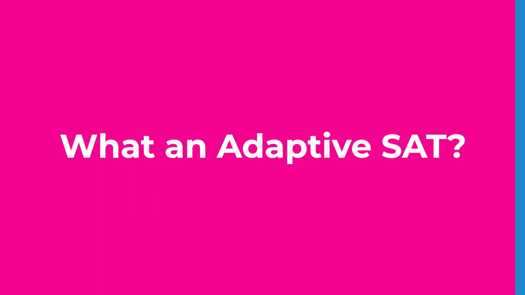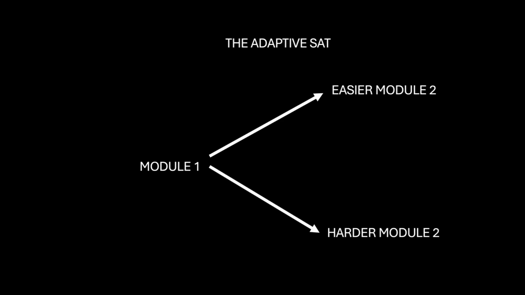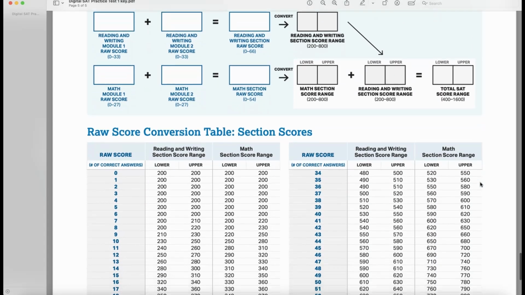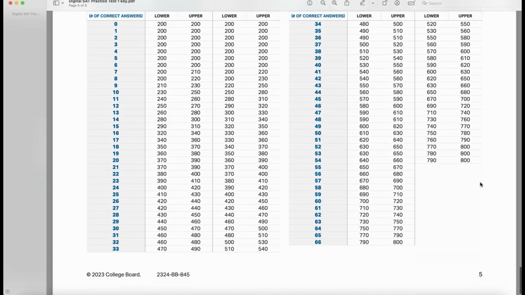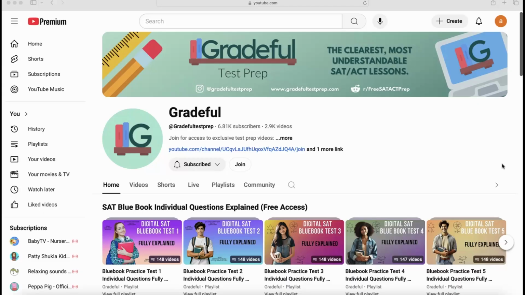The SAT is adaptive, which means that if you perform above a certain score on Module 1 for both math and reading writing, you get a harder Module 2. The pivot score between a harder and easier Module 2 is between 75 and 80% on Module 1. If you happen to be on the easier pivot, don't worry, you can still get a very competitive score.